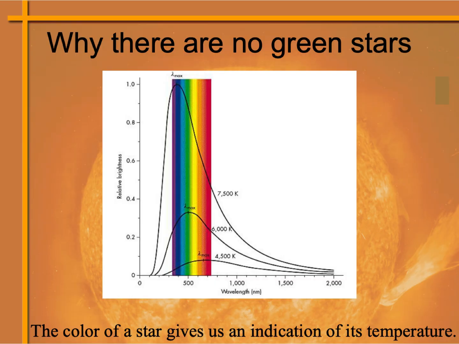The reason why green stars don't exist has to do with the photoreceptors in our eyes. Stars like the sun peak in green, but still produce lots of red and blue light that our eyes perceive, so we still see white.